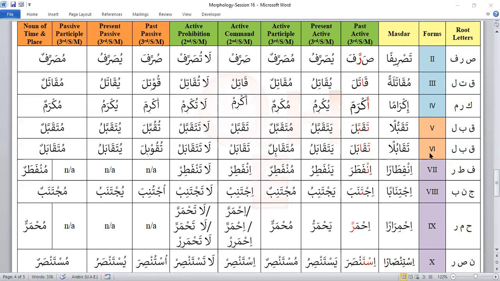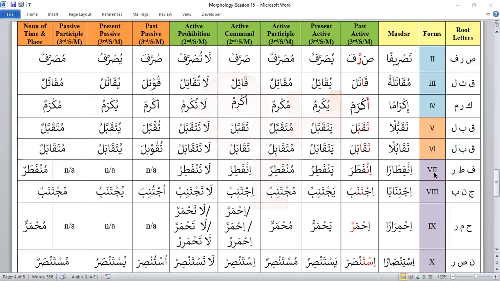Verb form 6, taqabala, yutaqabalu. Over here, just before the fa position letter, there is an extra ta, and also right after the fa position letter, there is an extra alif.